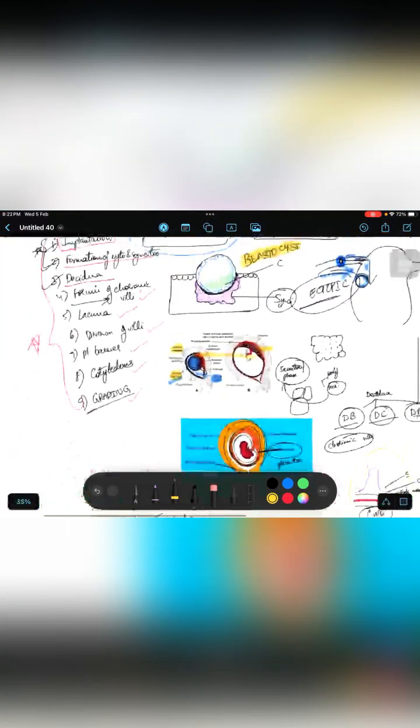This is about the villi. Now you have completed another topic, that is the formation of villi.